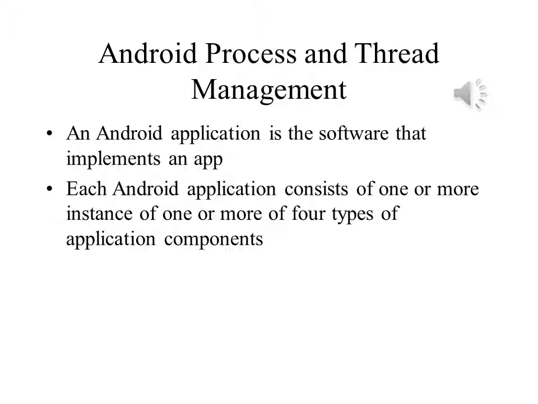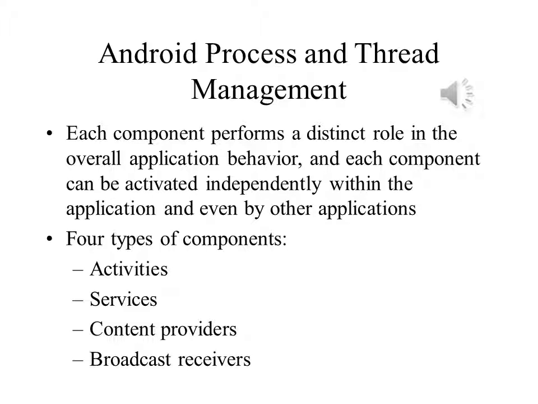Each Android application consists of one or more instances of one or more of four types of application components. Each component performs a distinct role in the overall application behavior, and each component can be activated individually within the application and even by other applications. The following are the four types of components.